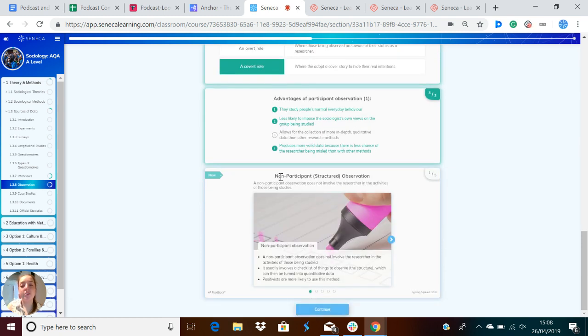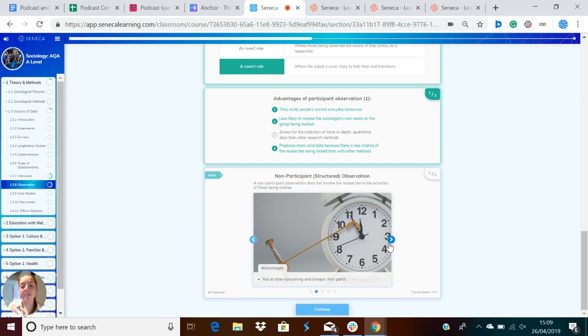So what is non-participant or structured observation? Non-participant observation does not involve the researcher in the activities of those being studied. It usually involves a checklist of things to observe, which can then be turned into quantitative data. Positivists are more likely to use this method.